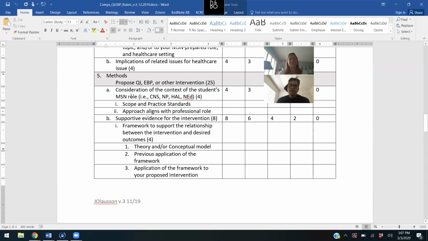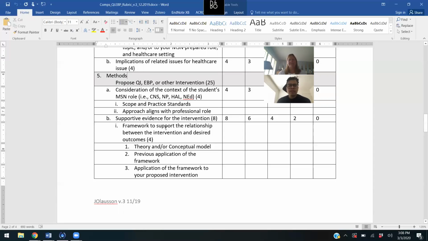So you could have a little intro section here that says, in this section, I will describe the intervention I would like to propose, and then the evidence to back up this intervention. So that's really what this supportive evidence is.